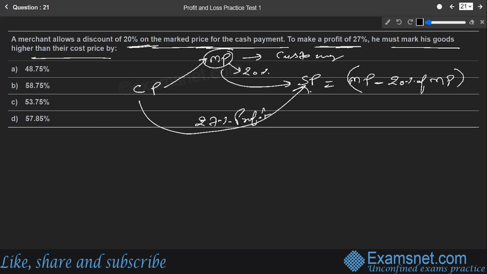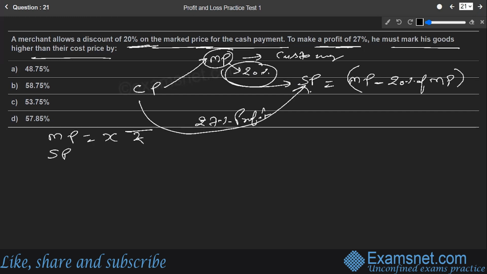So that's what they are asking, to have such a deal in which the 20% discount is available on the mark price, and even after giving the discount of 20%, the merchant has to gain 27%. So how much should be the selling price, or how much should be the markup percentage, so that he gets the 27% profit? That is the question. So let us go one by one. Let us say the mark price, he should mark it as X rupees.